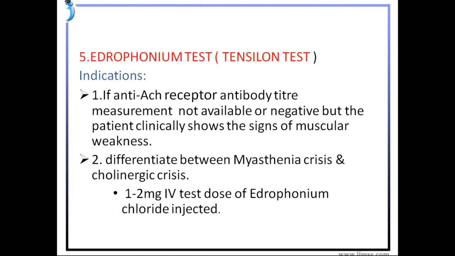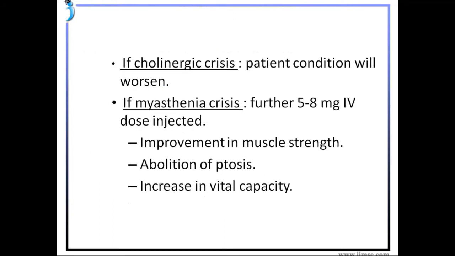So how is it done? Initially, we give 1 to 2 milligrams of edrophonium intravenously. Once we give this drug, if the patient's condition further worsens, we can easily conclude it as cholinergic crisis. But if there is an improvement, it is diagnosed as myasthenic crisis. Once this is confirmed, we give 5 to 8 milligrams of edrophonium intravenously. Thereby we see an improvement in muscle strength, abolition of ptosis, and also an increase in vital capacity.